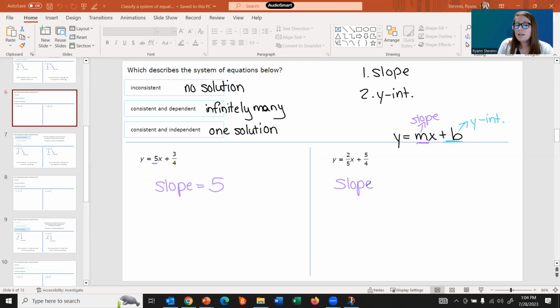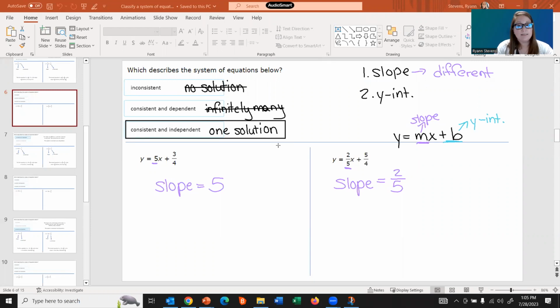Our second equation is y equals 2/5 x plus 5/4, which would mean that our slope is 2/5. It is the whole fraction in front of that variable. So we can say the slopes of these lines are different, which is actually going to eliminate two answer choices for us because it tells us that this is not going to be inconsistent. Remember, inconsistent is no solution, okay? If the slopes are different, it means we are going to have one solution. So it also means we're not going to have infinitely many. Our answer here is one solution, which we could also classify as consistent and independent.